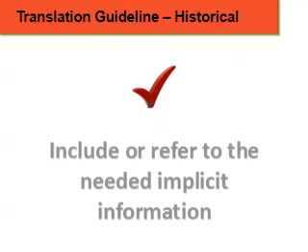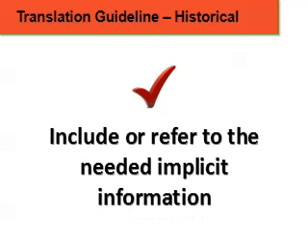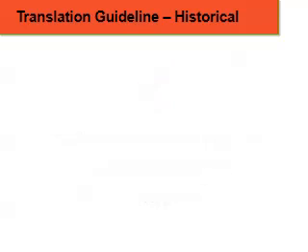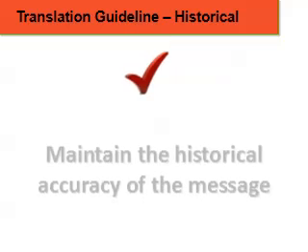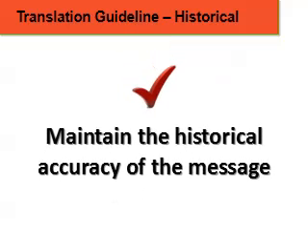Include or refer to the needed implicit information intended by the original writer that will be necessary for your community to understand what is written. Maintain the historical accuracy of the message. Avoid referring to items and events that were not present in the Bible times. Do not make your translation sound like it is a modern-day event.